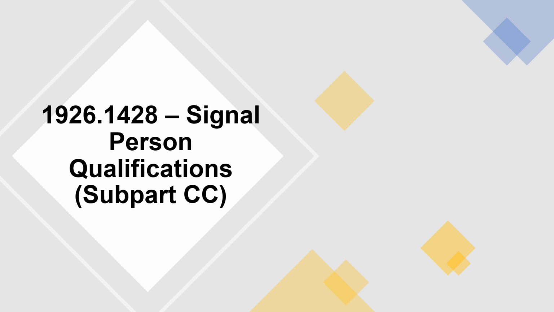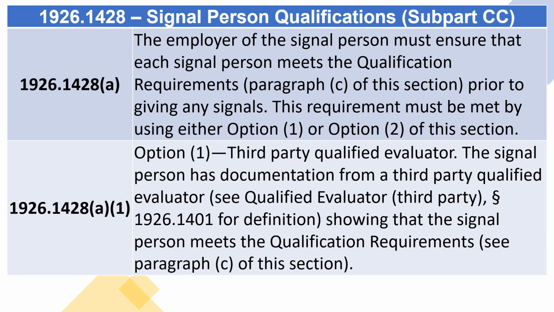1926.1428. Signal Person Qualifications for Subpart C, Cranes and derricks in construction. 1926.1428(a). The employer of the signal person must ensure that each signal person meets the qualification requirements, paragraph (c) of this section, prior to giving any signals. This requirement must be met by using either option 1 or option 2 of this section.